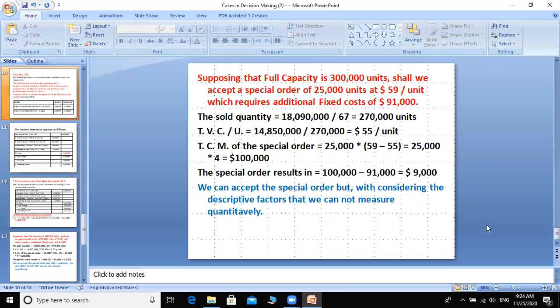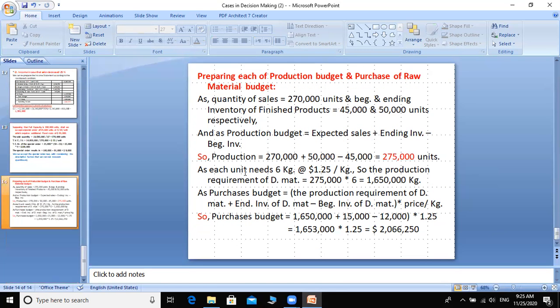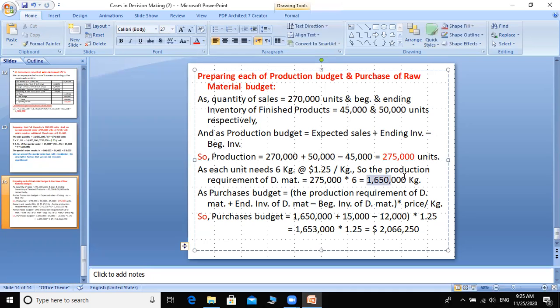Come again. As each unit needs 6 kilogram at 1.25 per kilogram, so the production requirement of direct material equal 275 times 6 equal this figure. As purchase budget means the production requirement 1,650, plus ending material, minus beginning inventory of material, times the price per kilogram.